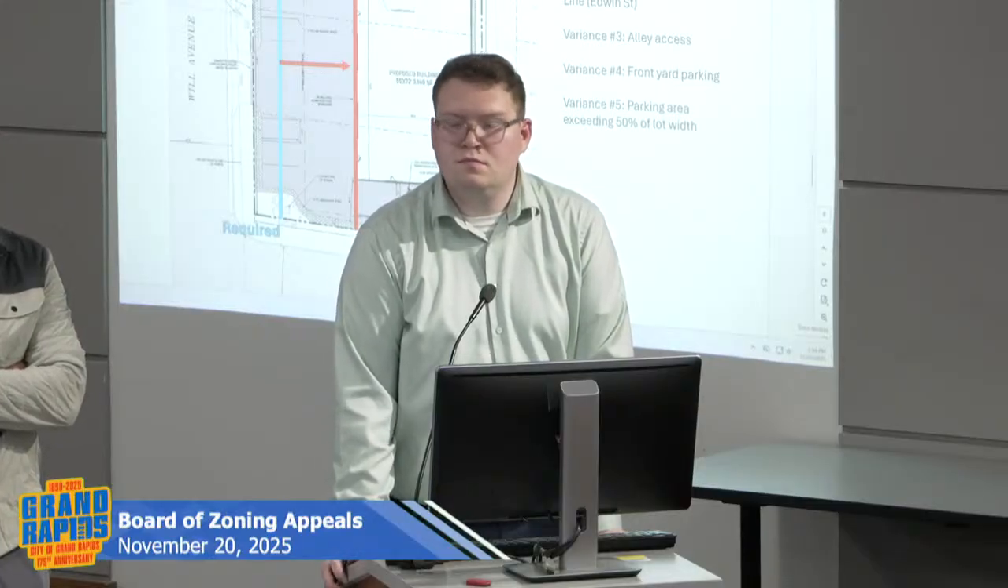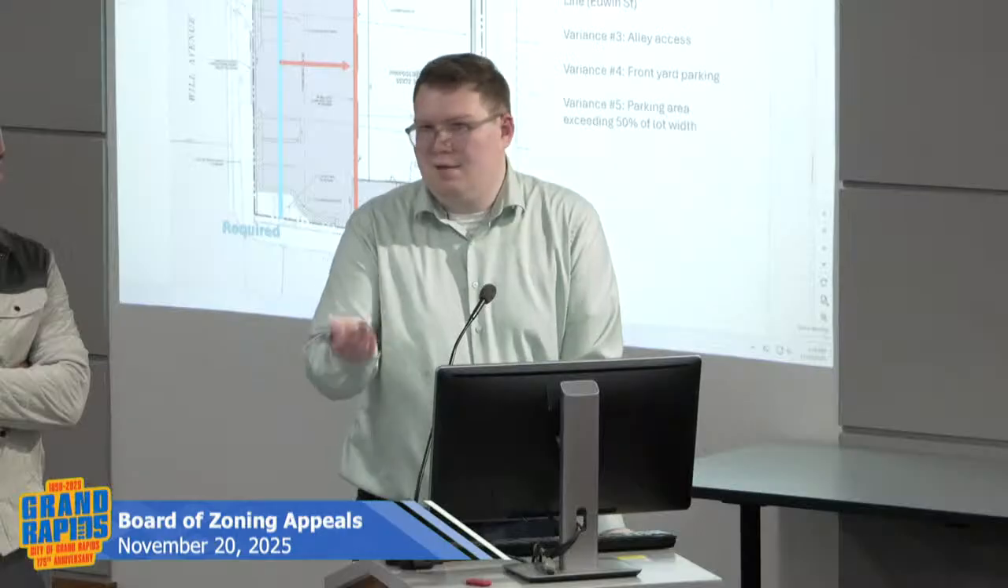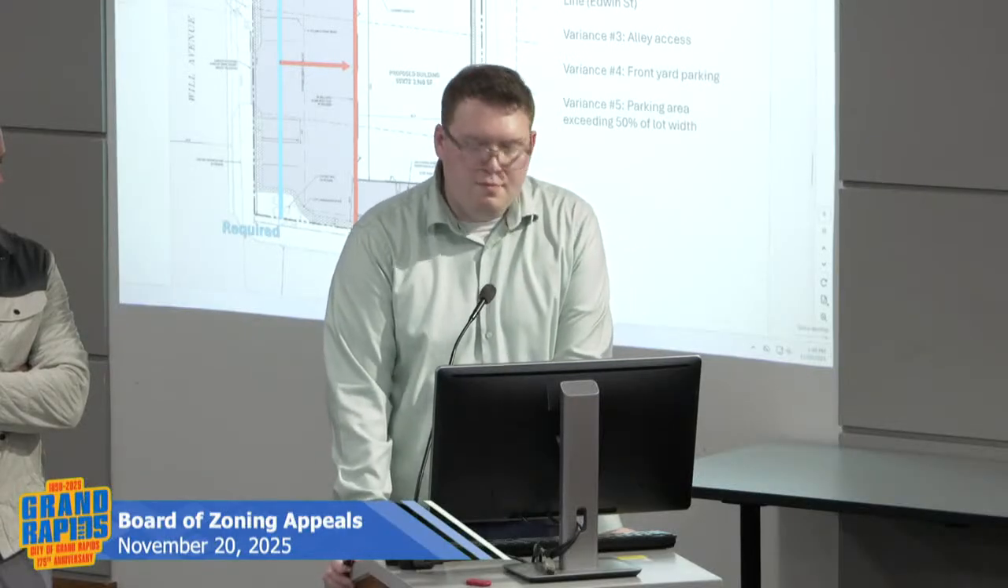So if we just took the alley variance and approved that and didn't approve the rest of them, that would force the building back to that southwest corner. That would make it compliant, wouldn't it? Potentially, yeah. Instead of five variances, it would just be one variance? Yeah, without seeing revised plans, I can't say for certain, but similar to what he gave us here.